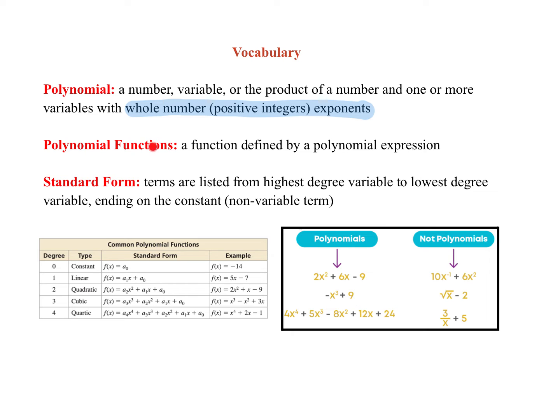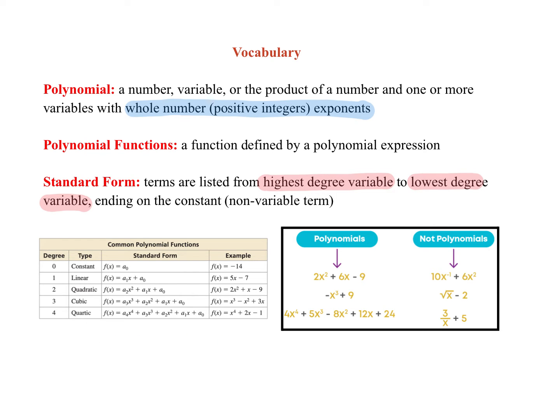So polynomial functions are simply functions that are defined by a polynomial expression. So they follow those same rules. Standard form is something we'll be working with a lot today. That's when you take your polynomial and you list it in what's called descending order, which means you're going from the highest degree variable to the lowest degree variable, and then you end with the constant. So you're listing your terms in that order.